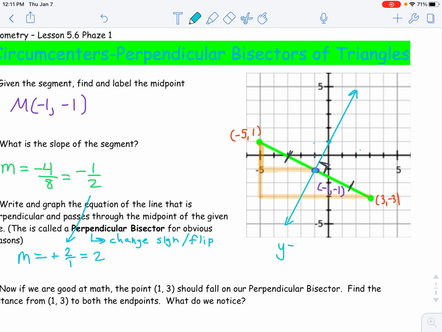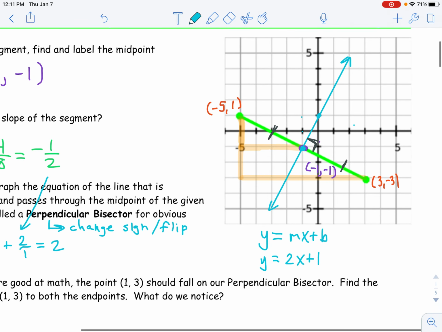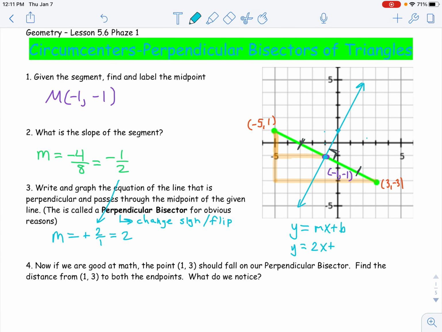But it also said write an equation, so let's go ahead and write y equals mx plus b. Just a quick review from last year. Well, we already said the slope was 2, and the b is the y-intercept, which is right there, boom, 1. All right, so that's pretty cool. We wrote an equation, y equals 2x plus 1. That was the perpendicular bisector of that green segment.